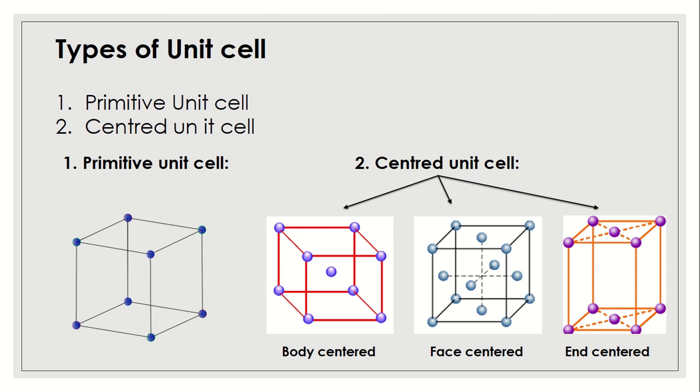In case of the end-centered unit cell, the atoms are present on the corners and on the centers of any two opposite faces. Not in all the faces, but only on the centers of any two opposite faces. If you find an extra atom, ion or molecule on the center of any two opposite faces in a primitive unit cell, then this kind of unit cell is called an end-centered unit cell.